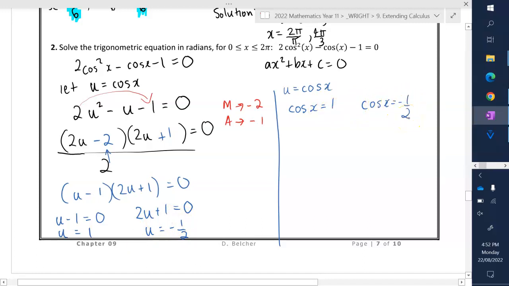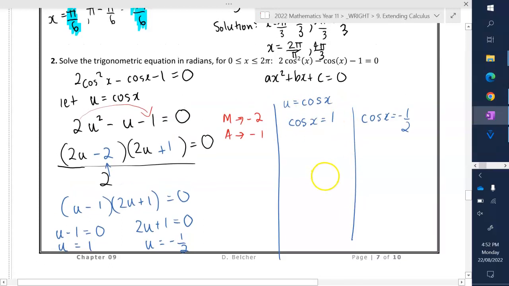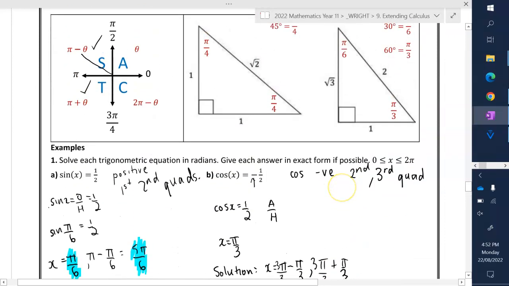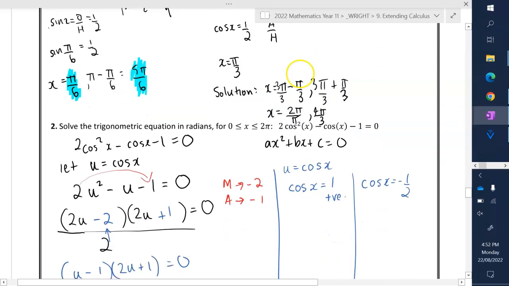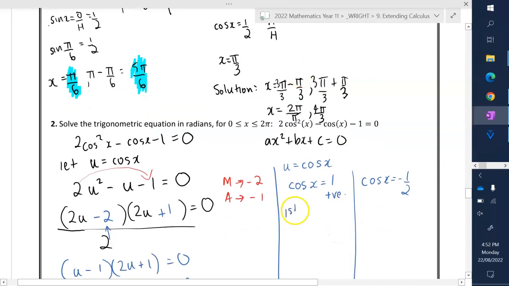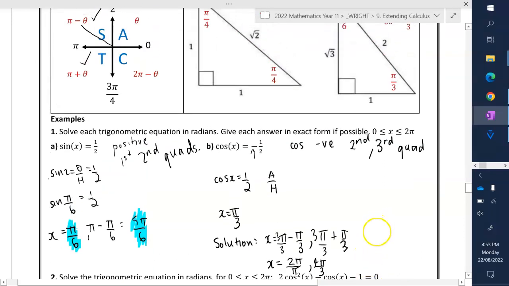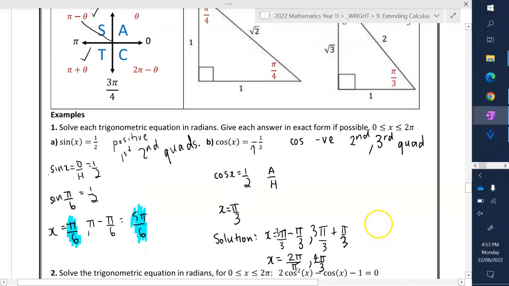And now I need to solve for two sets of equations there. So where cos of x is equal to 1. Now it's positive. Okay, where is cos positive? Let's go back and have a look up here. Cos is positive in the first and the fourth quadrant. Okay, and when do I get 1? Let's have a think about that.